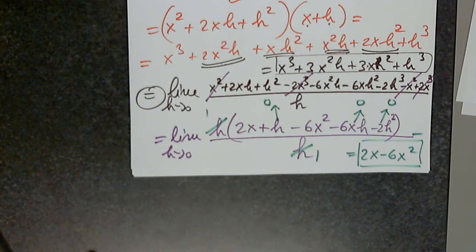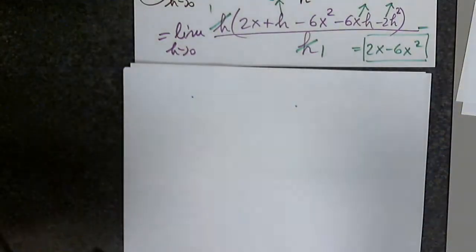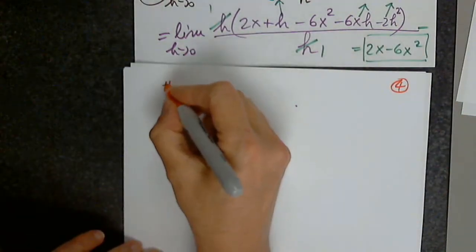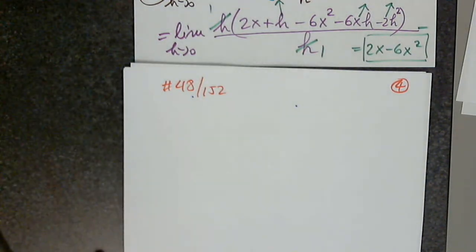Anything else? 48 on 152. 152. 48. Very good. The number of bacteria after t hours, I'm assuming is this one, right? The number of bacteria is this? Yeah. Okay.